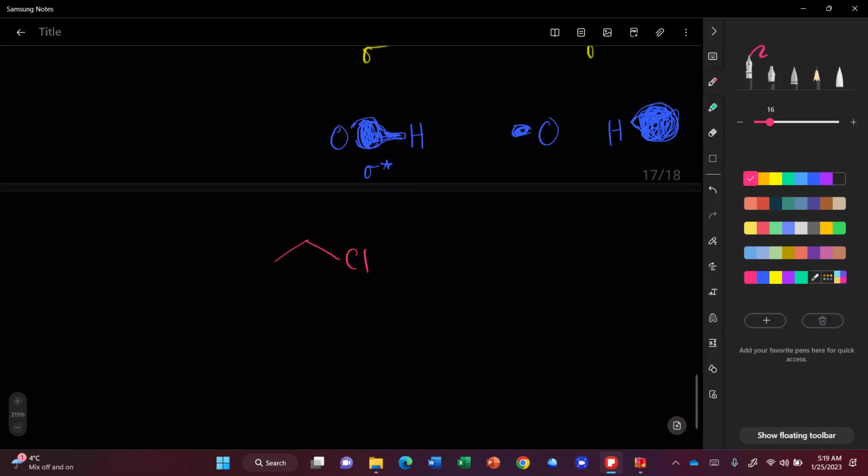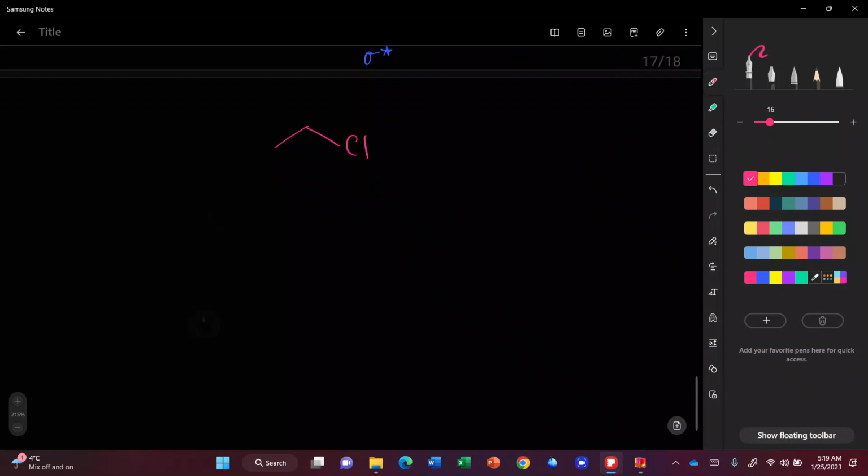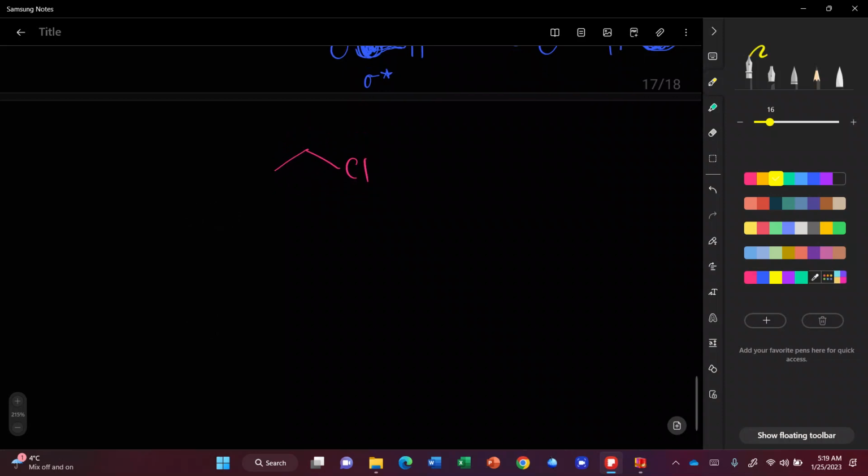The only reason that I went into this is because I want you to be able to look at a molecule and very quickly determine where the bonding orbitals are and where the non-bonding orbitals are and what they look like. So for example, if I gave you this molecule, I would hope you would be able to say, okay, if I'm looking at this bond right here, that is a carbon-chlorine sigma bond, and therefore there must also be a carbon-chlorine sigma star bond.